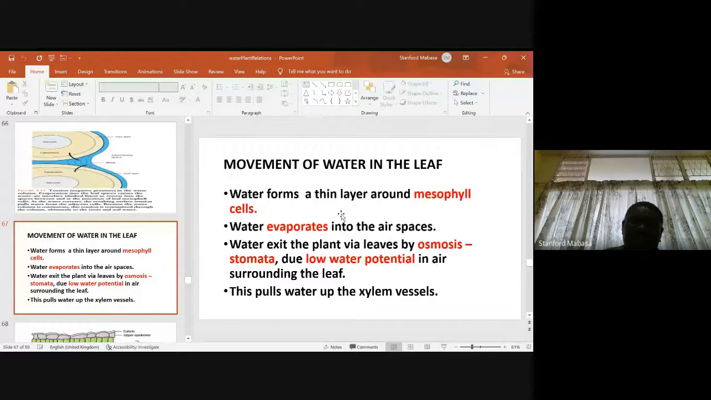This continuous evaporation of water will cause low water potential, and it creates a gradient which forces water upwards. It will actually be like a pump, pumping water upwards.